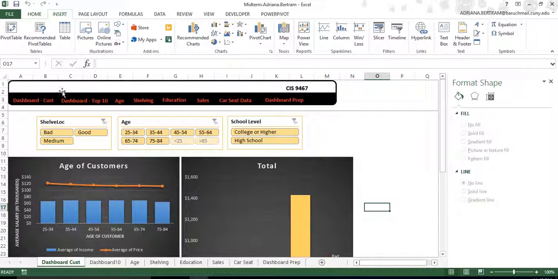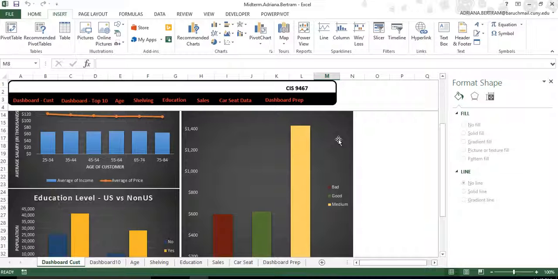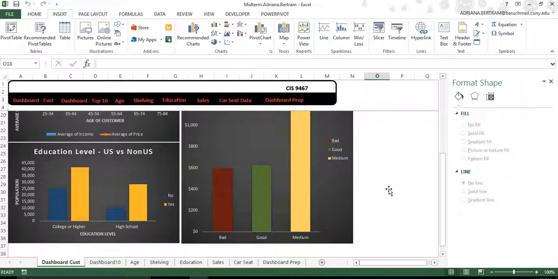First and foremost, you'll see that I have a quick index here that flips between the tabs as opposed to clicking down here. And if you scroll down, I have three pivot charts. This particular dashboard refers to the demographics of the customers. So I have age of customers, then I have shelving location total, and I'll describe what that means later. And then I have the education level.